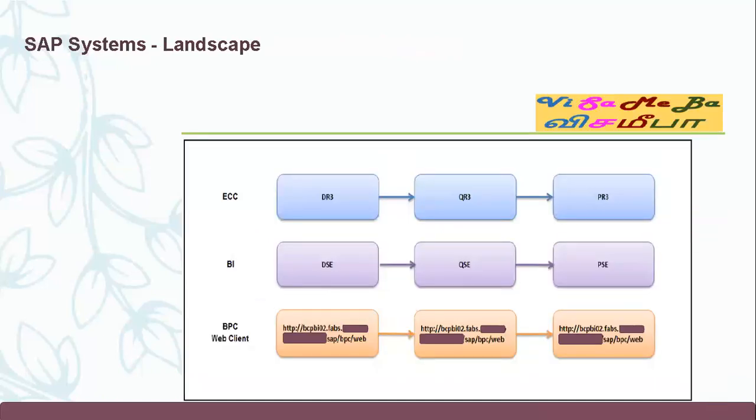Now, like how you have in ECC, you have the development system, the quality system, and the production system. The same goes for BI as well. You have a development, quality, and production system. And for BPC, it's a web client, so you will have a link for the development, the quality, and the production. So it's all three environments on which everything works.